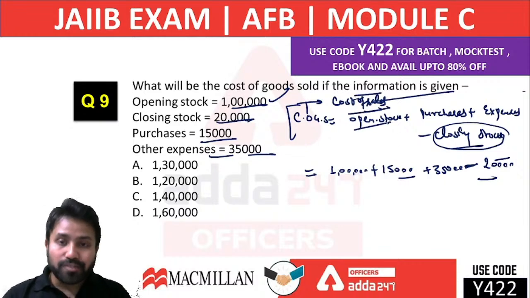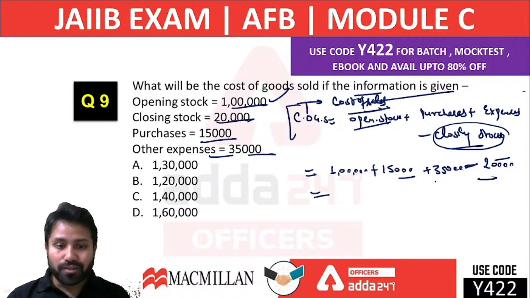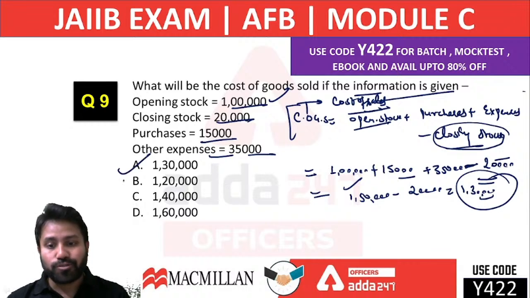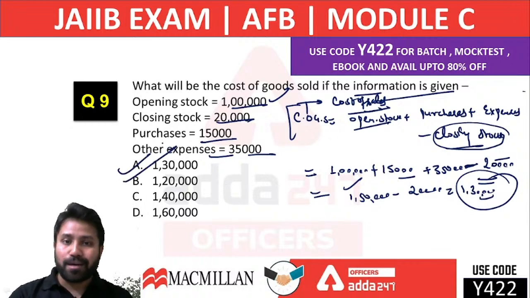So that's why opening stock minus closing stock, you have to always memorize. So when we have to solve this, you can solve this question like 1 lakh plus 15,000 plus 35,000, that would be equal to 1 lakh 50,000 minus 20,000 rupees, and that would be equal to 1 lakh 30,000 rupees. That's how we can solve the questions in the examination.